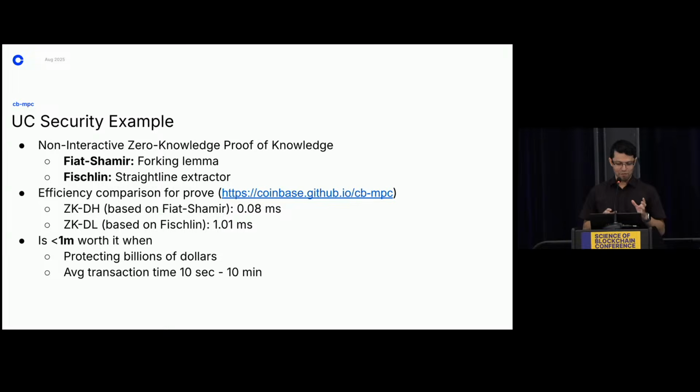And the question that we pose is that when protecting billions of dollars, and when the average transaction time is 10 seconds to 10 minutes given the blockchain of your choice, is it even worth it to try to save that millisecond? And in our use case, and in our opinion, no, it's not really worth it to save that millisecond. It's a lot better to rely on UC security and conservative assumptions.